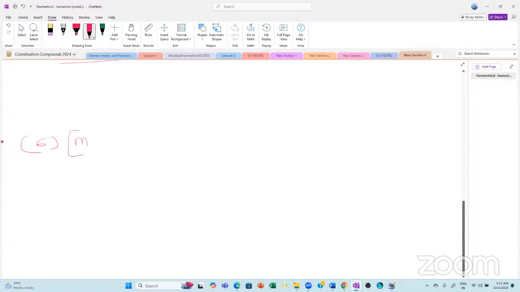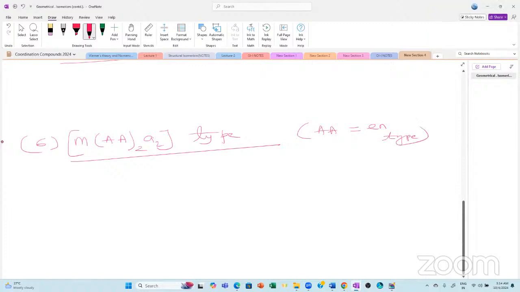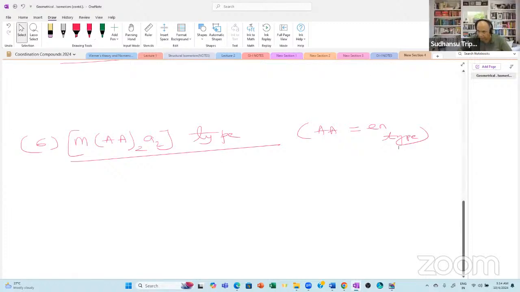We are now going to use a bidentate ligand having identical donor atoms, like ethylene diamine, type M(AA)2A2. AA, example is en. What is en? Ethylene diamine. Welcome, Prabhat. Sorry, Prabhat is missing for the last several years.